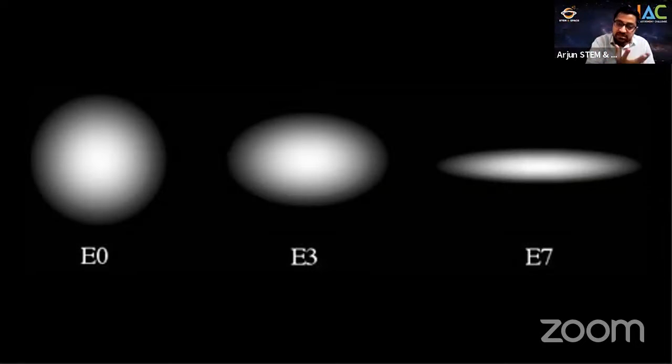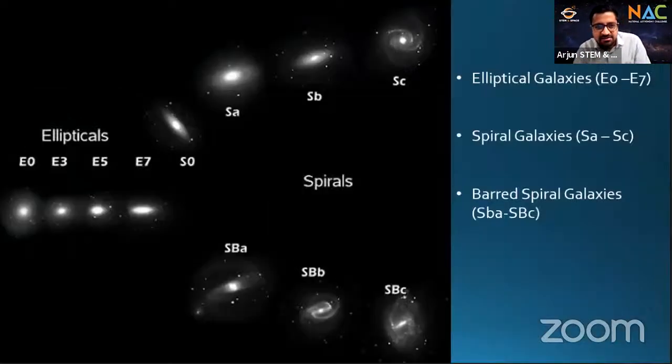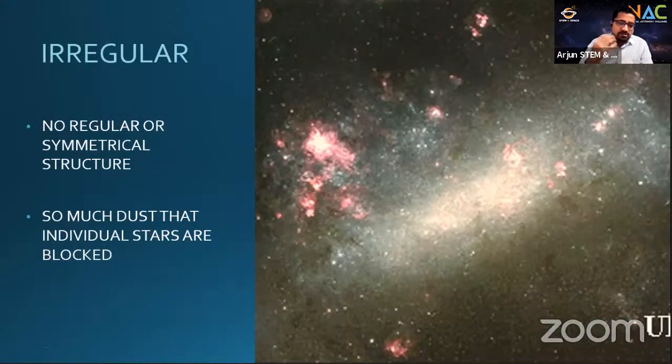Right? So one which is a complete circle will be E0. A bit elongated is E1, E2, E3, E4, and the E7 will be so elongated that it could easily resemble a spiral galaxy. But you will find that there is practically no distinction between the central bulge and the spiral arm, so we can very easily say that it is an elliptical. Yeah. So these are the different types of galaxies: the elliptical, which go from E0 to E7, spirals, SA to SC, and barred spirals, SBA to SBC. Yeah. And then come the irregulars.